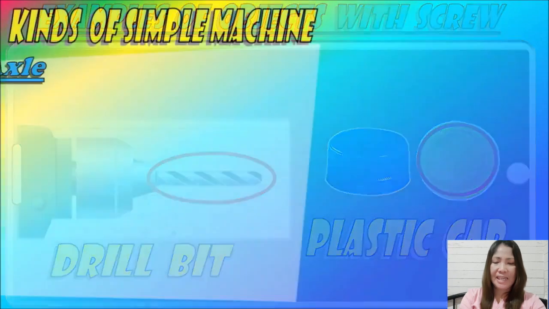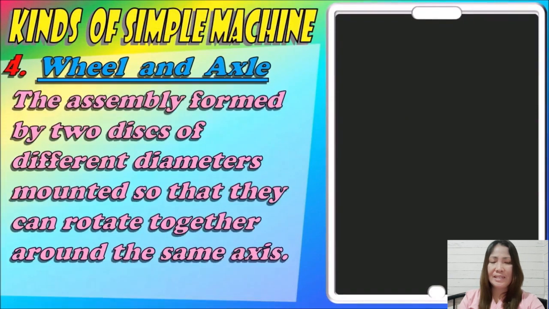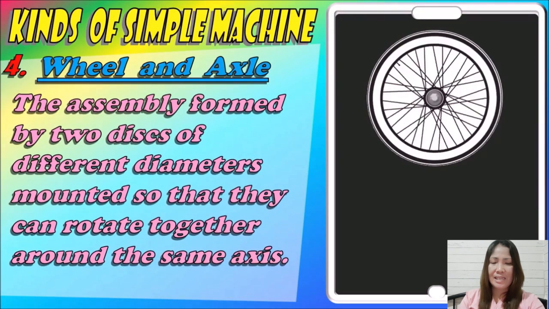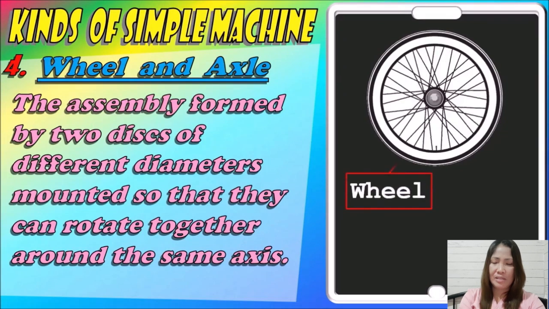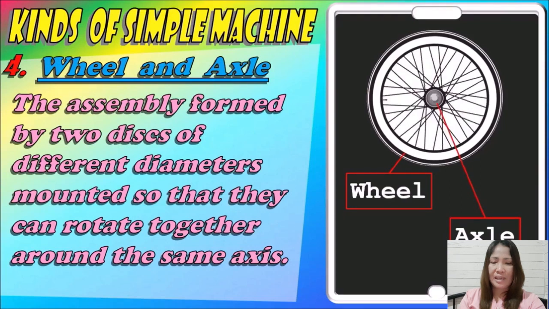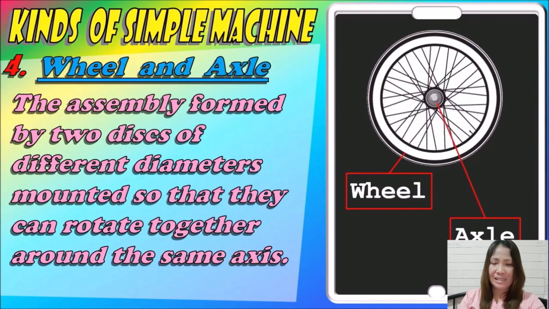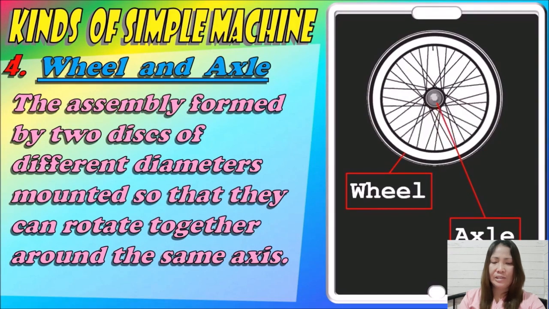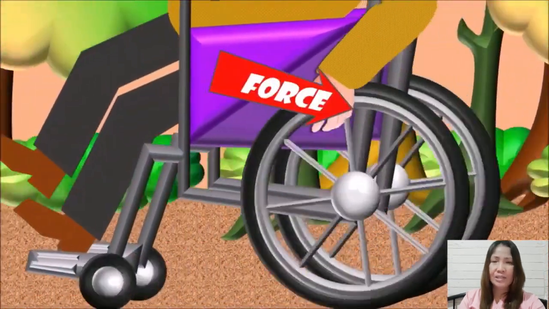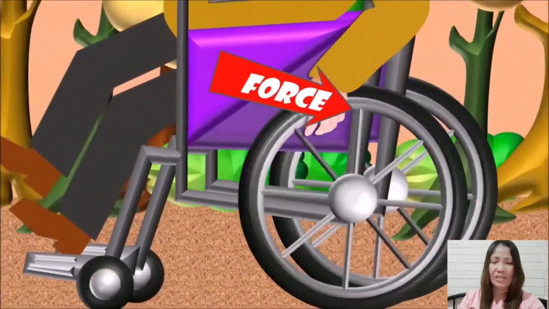The fourth kind of simple machine is the wheel and axle. It is an assembly formed by two discs of different diameters, mounted so that they can rotate together around the same axis. The wheel is connected to the axle. Wheel and axle greatly help in our life.